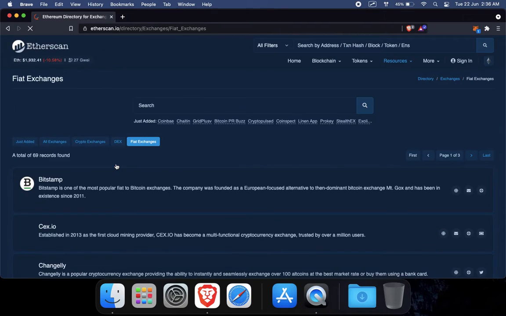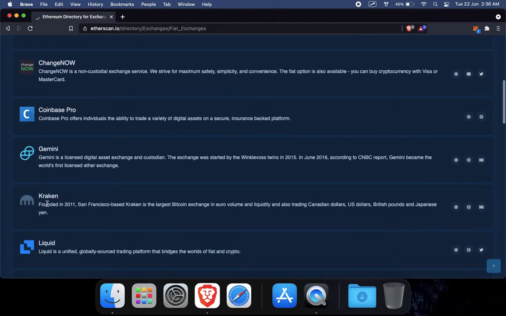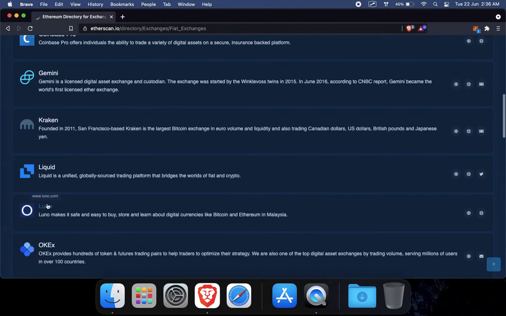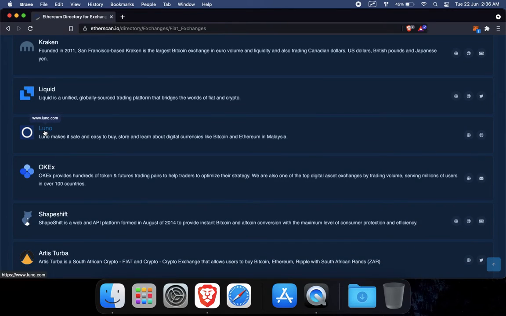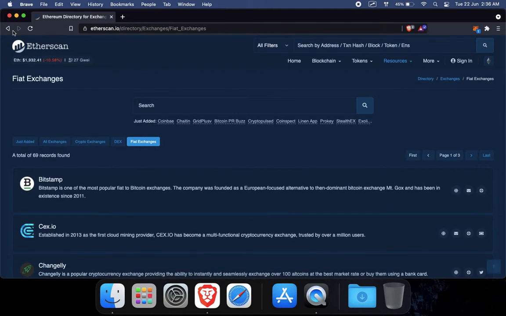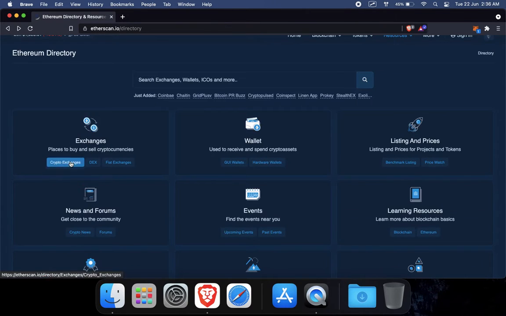Fiat exchanges are exchanges that allow you to deal with on-ramping of fiat, right? They call it on-ramp, meaning, for example in Luno, you can connect your local bank account to your Malaysian Luno account and straight away directly transfer money. You can't do that on a crypto exchange, and you can't do that on a DEX, right?